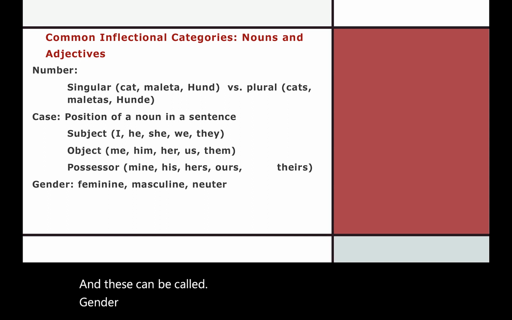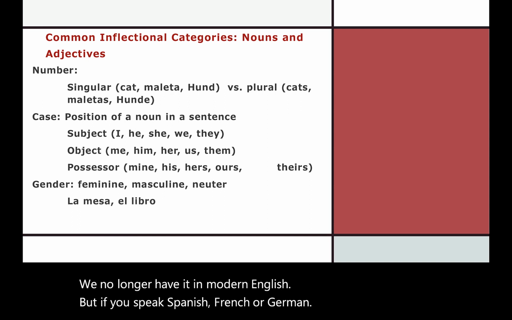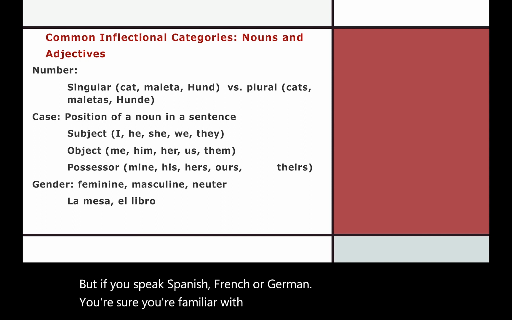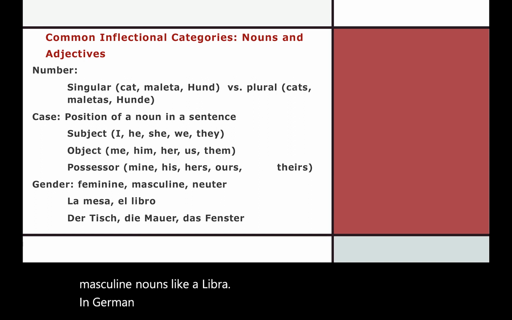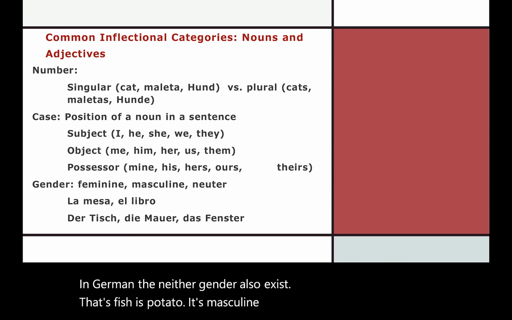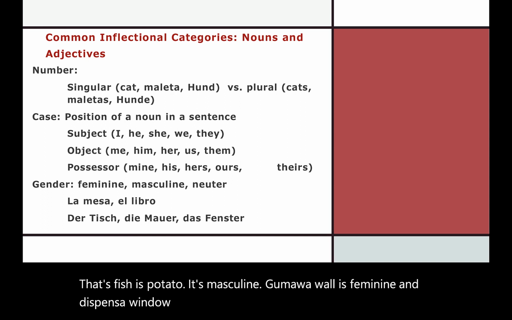Gender is another grammatical category. We no longer have it in modern English, but if you speak Spanish, French, or German, you are surely familiar with feminine nouns like la mesa and masculine nouns like el libro. In German, the neuter gender also exists. Der Tisch is a table, it's masculine. Die Mauer, wall, is feminine, and das Fenster, window, is neuter.